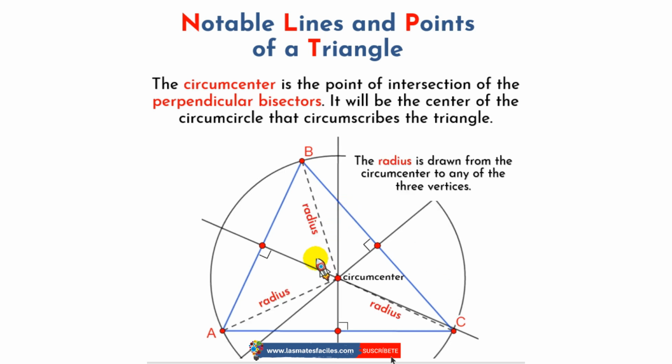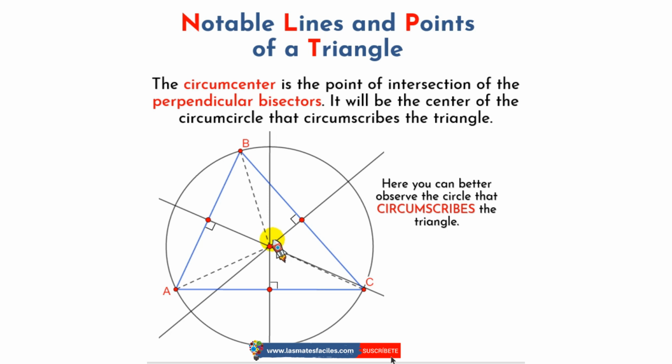The circumcenter is the point that will be the center of the circle that circumscribes the triangle. The radius of the circle goes from the circumcenter to any of the vertices. I draw the circle and you can see that the triangle is inside.